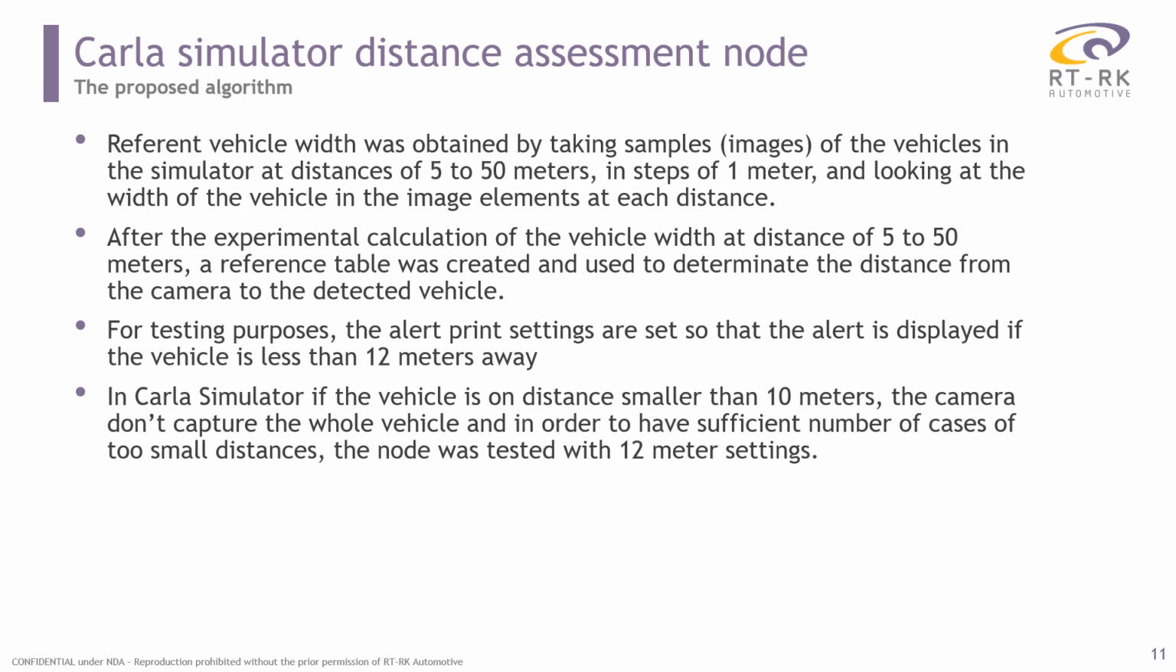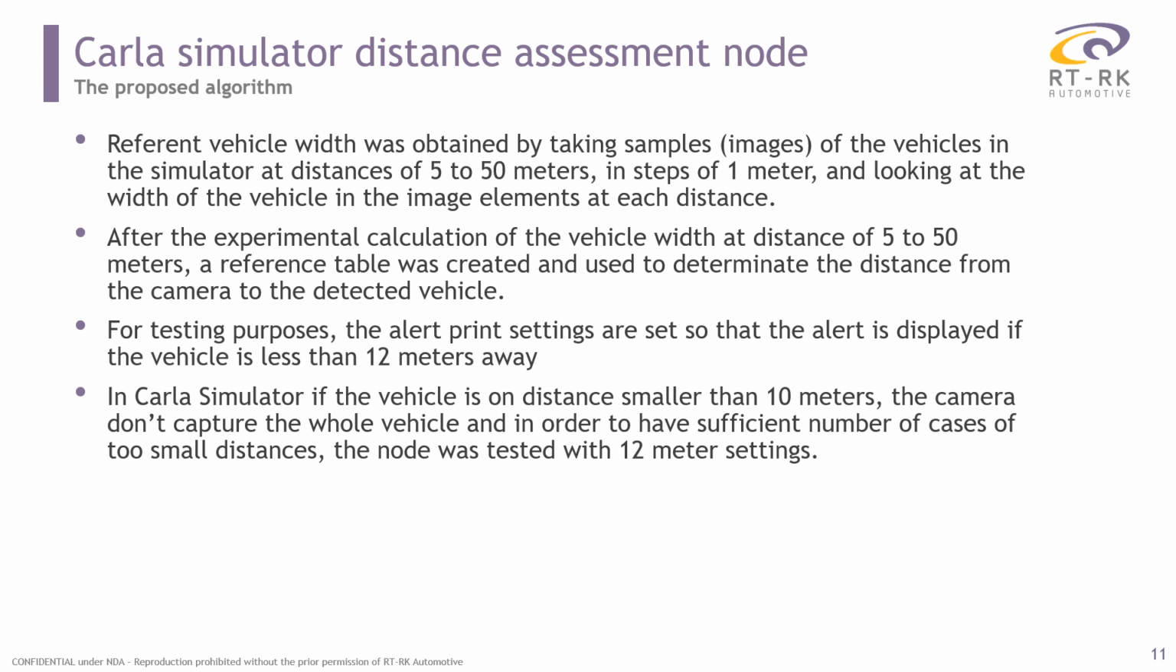The second node is the Carla Simulator distance assessment node. This node is used for distance assessment in the Carla Simulator. The reference vehicle width was obtained by taking samples of the vehicles in the simulator at distances of 5 to 50 meters in steps of 1 meter, and looking at the width of the vehicle in the image at each distance. After the experimental calculation of the vehicle width at distances of 5 to 50 meters, a reference table was created and used to determine the distance from the camera to detected vehicles.